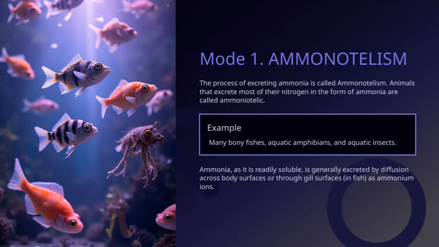Ammonia, as it is readily soluble, is generally excreted by diffusion across body surfaces or through gill surfaces, especially in fish, as ammonium ions. Many bony fishes, aquatic amphibians, and aquatic insects rely on this method. The process of excreting ammonia is called ammonotelism. Animals that excrete most of their nitrogen in the form of ammonia are known as ammonotelic. This mode of excretion is efficient in aquatic environments where ammonia can easily diffuse away due to the surrounding water. It's a key adaptation for aquatic animals to manage their nitrogen waste effectively.